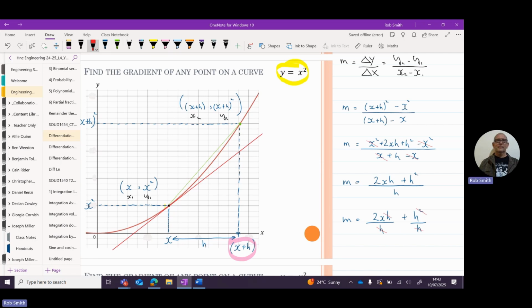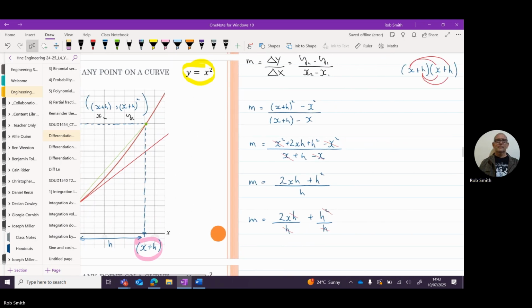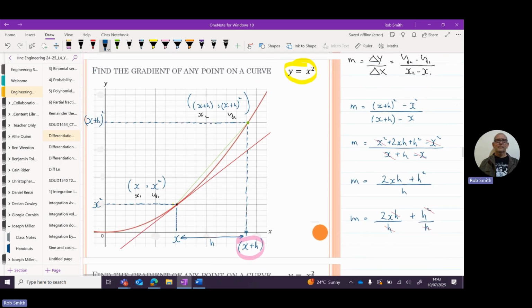So if we write the gradient that we've got, if I just put it over here a little bit, therefore m equals 2x plus h. So whatever value x is, I'm going to multiply it by 2, but I need to think about adding that h on. Now we're going to come back and look at this graph here.